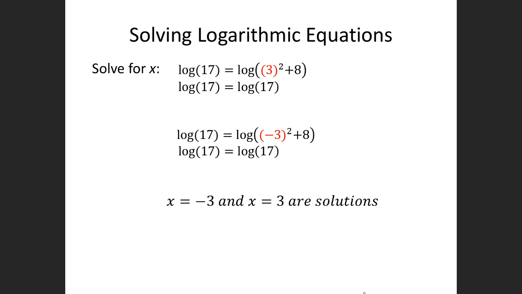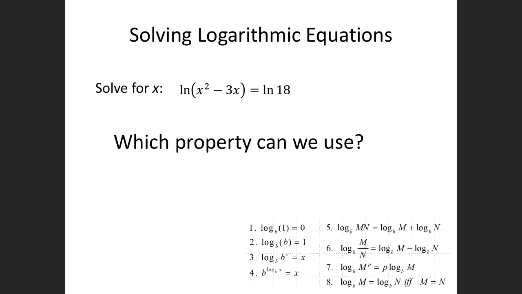So both of them are solutions. Okay, the negative 3 and positive 3 are solutions for our problem. Okay, let's do this one. Let's do a natural log one.